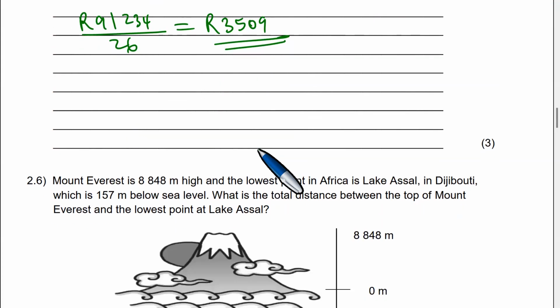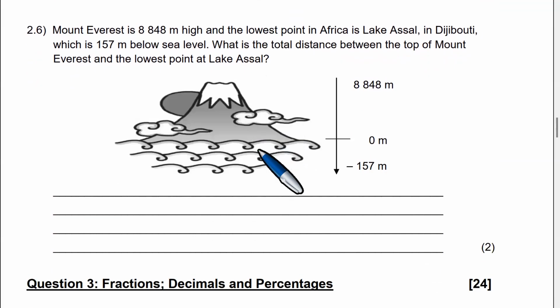Next. Mount Everest is 8,848 meters high, and the lowest point in Africa is Lake Assal in Djibouti, which is 157 meters below sea level. What is the total distance between the top of Mount Everest and the lowest point at Lake Assal? The answer?